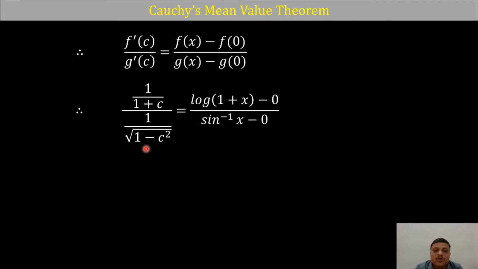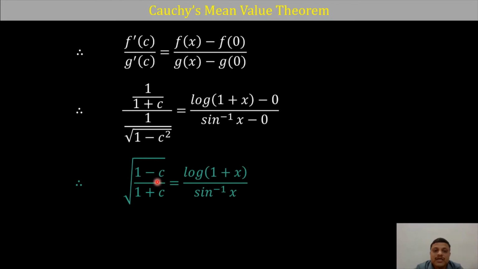We can write this expression as square root of (1 minus c square) divided by (1 plus c) bracket square. We can take this 1 plus c in the square root as (1 plus c) square. Simplifying that expression, we will be getting the equality: square root of (1 minus c) divided by (1 plus c) equal to log of (1 plus x) divided by sine inverse of x. I have highlighted this, so please keep in mind this expression because we are going to use it later on.